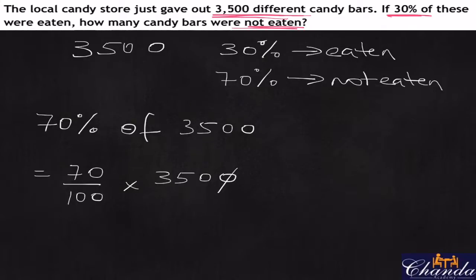Then we have the zeros cancelling off. So we're left with 70 times 35, which gives me 2,450 candy bars. So 2,450 candy bars were not eaten. So guys, the question can be a little bit confusing because they're talking about 30% being eaten, but the question's actually asking for how many candy bars are not eaten. Please do make sure that you pay attention to the actual question. Now, let's have a look at the final question.